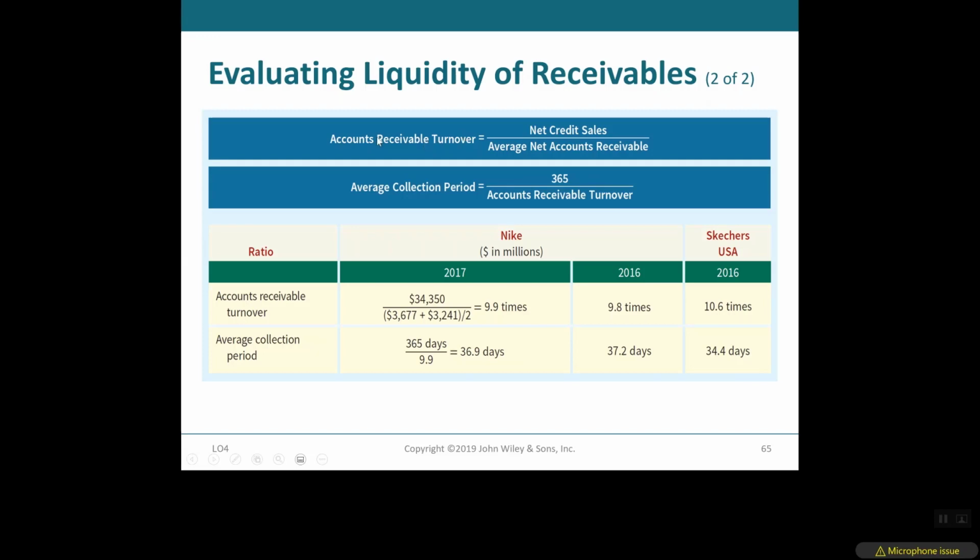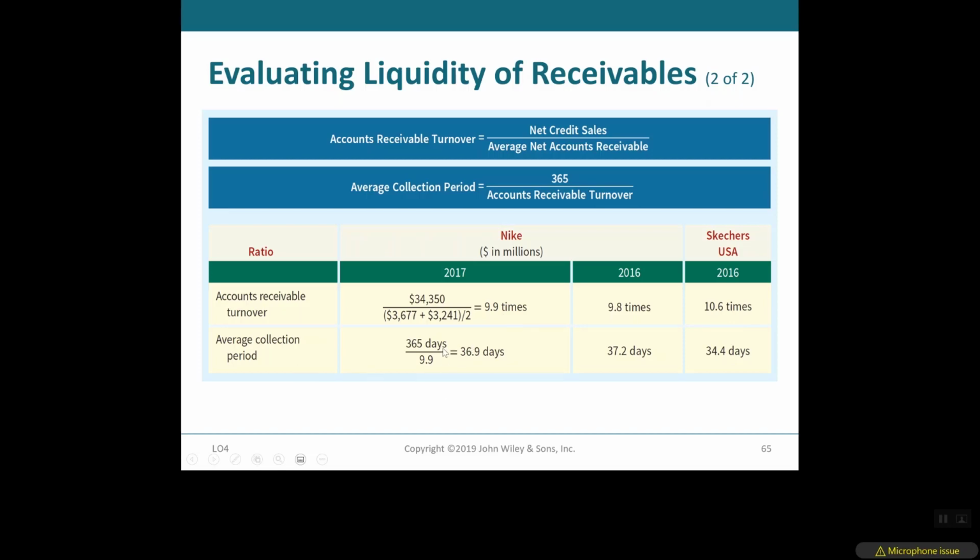All right, so this is it. We have the net credit sales. This is the formula: accounts receivable turnover equals net credit sales divided by average net accounts receivable, and the average collection period is 365 divided by accounts receivable turnover. Here we have 9.9 times in 2016, and in 2017 we have 9.9. This is pretty good. Stretches has 10.6 times.